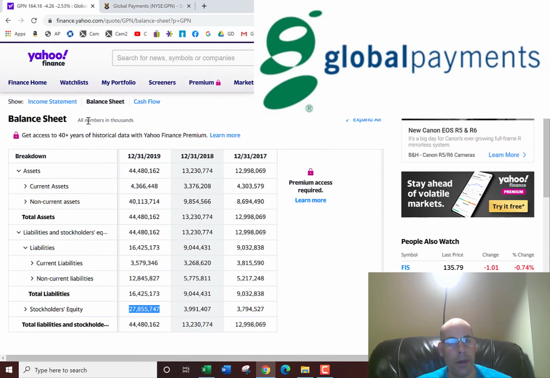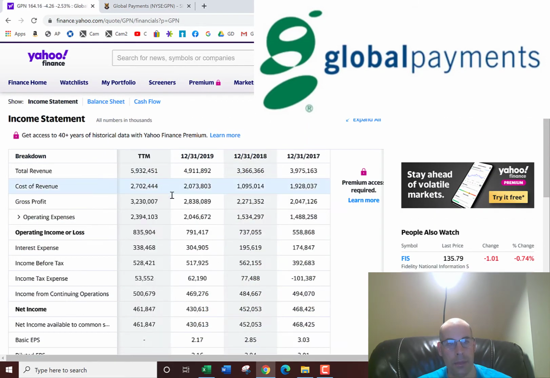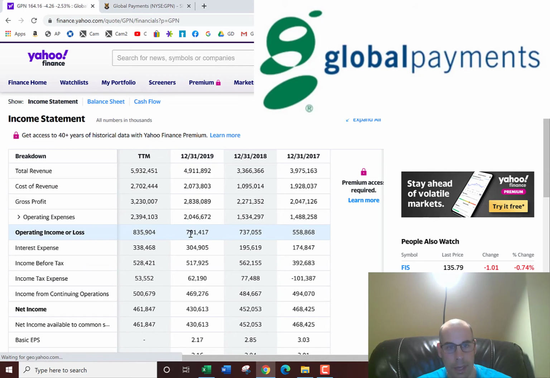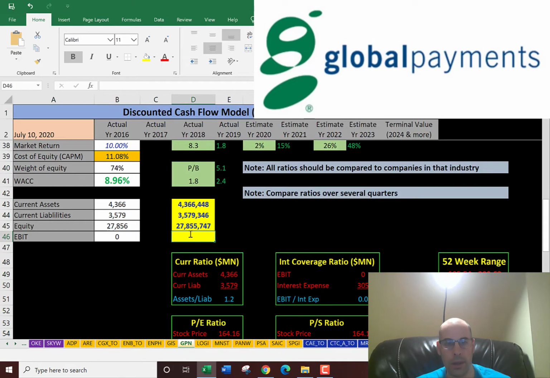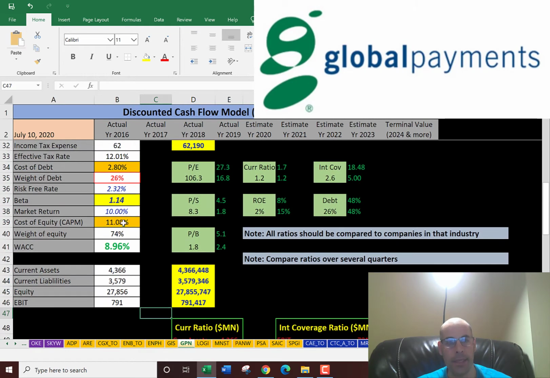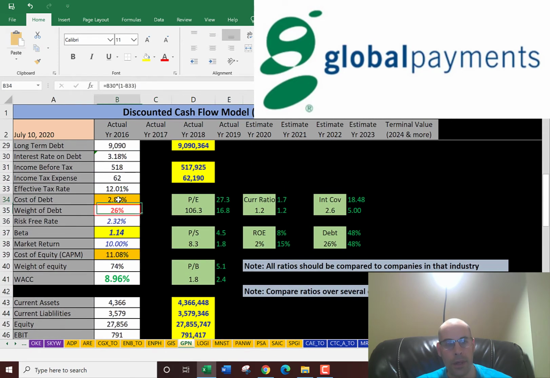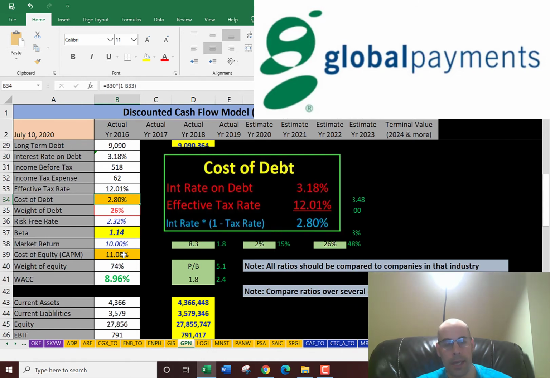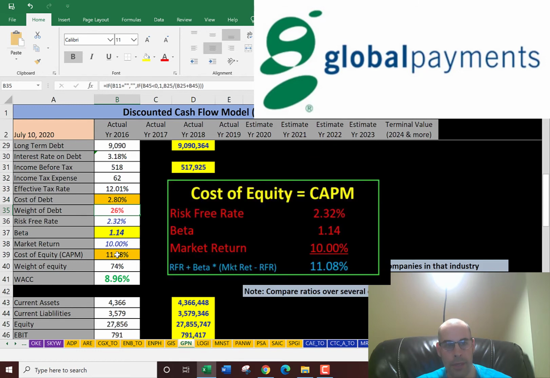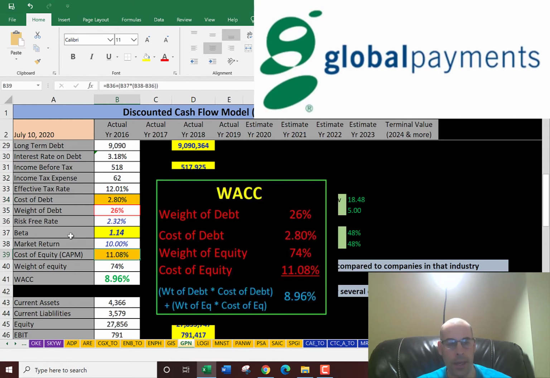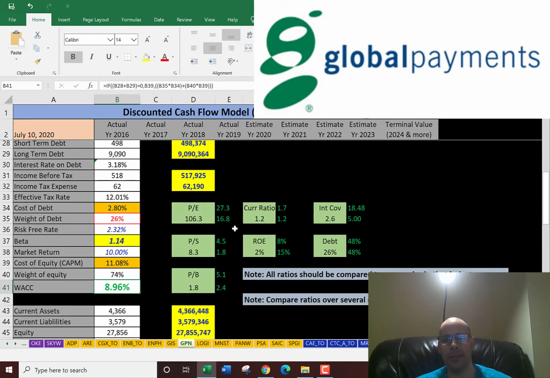And we'll pull their EBIT, earnings before interest and taxes. On the income statement, that's called operating income. So that's how much money the company makes from its regular operational business, but before it pays interest on its debt and taxes. So let's look at the capital structure. The cost of debt is 2.8%, and they have 26% of debt. And the cost of equity is 11%, and they have 74% of equity. So to get the weighted average cost of capital, it's a blend of the cost of debt and the cost of equity. So the WACC is 9%, and that's what we're going to use to discount the future cash flows.